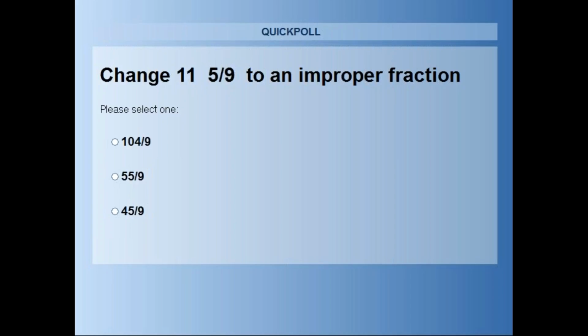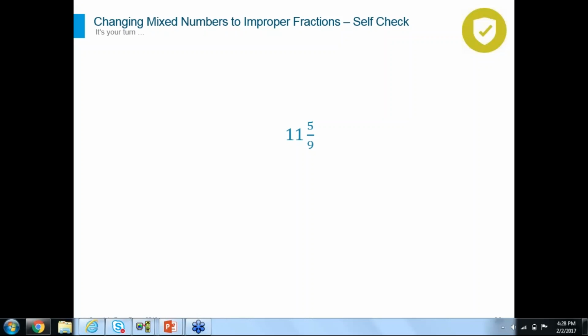Remember that we multiply 11 times 9 and then add 5. And I see that maybe some of you are multiplying 11 times 5. Let's do that question together then, just to clear up any confusion.